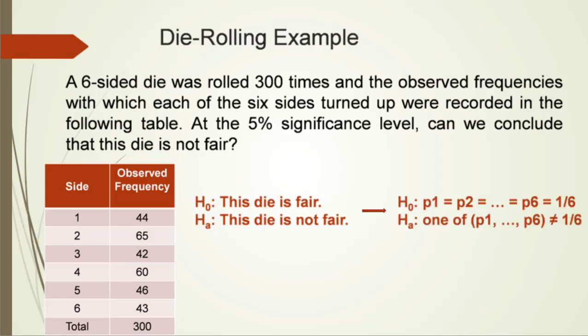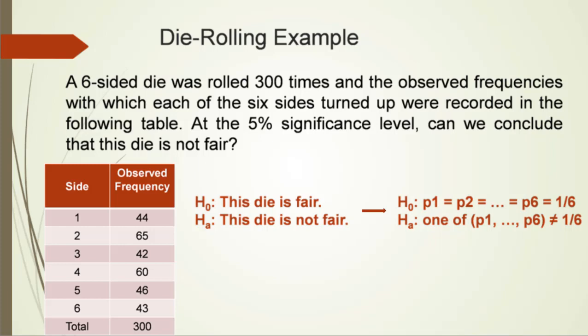We're going to use P1 to denote the probability that this die turns up on side 1, and P2 to denote the probability that this die turns up on side 2, and so on. If this die is indeed fair, we would expect P1, P2, all the way to P6 are all equal. This die should have the same probability of turning up on any of the 6 sides. In fact, we can figure out this exact probability to be 1 over 6, because there are 6 sides in total. So the null should be all 6 probabilities being 1 over 6.